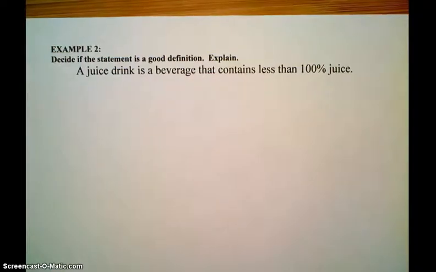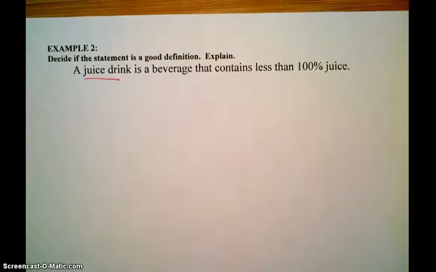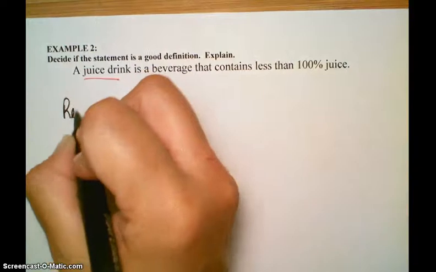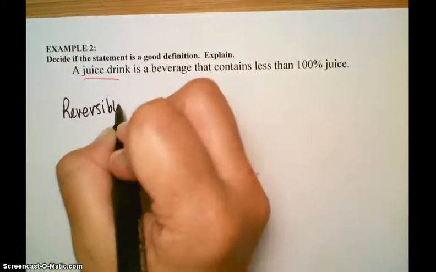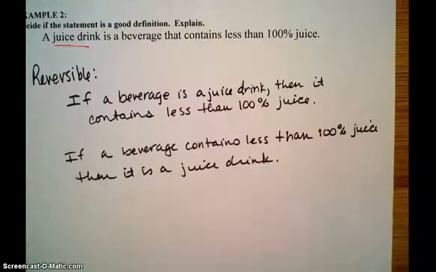Okay, here's our last example. We're deciding if this is a good definition for a juice drink. A juice drink is a beverage that contains less than 100% juice. So we're going to go ahead and, to explain if it is, we want to go through the 3 steps. The first one being if it's reversible. Let's check.